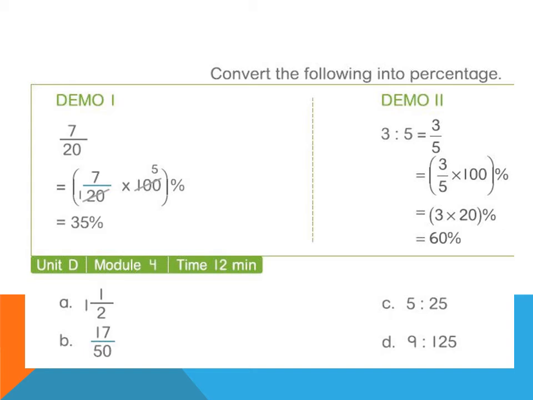In demo number 2, a ratio is given 3:5. Now we can write the ratio in the fractional form as 3/5. Then we will convert it into percentage by multiplying it by 100%. So 3/5 into 100%. 5 cancels out 100 and 20 remains. So 20 into 3, 60% will be the answer. In the same way, pause the video for 6 minutes and do all the problems in module number 4 yourself.